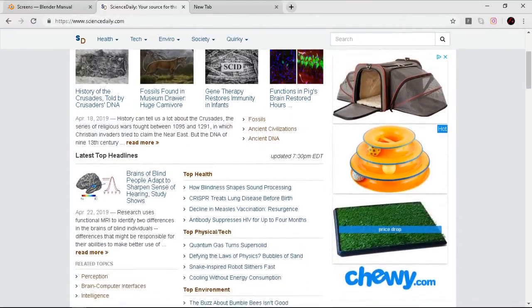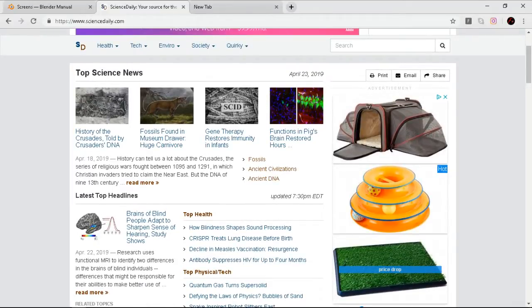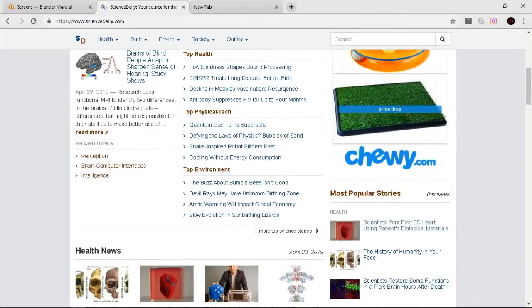Alright, so what we got in top science news? We have: History of the Crusades, told by Crusaders' DNA. Fossils found in museum drawer, huge carnivore. Gene therapy restores immunity in infants. Saw that last time. Functions in pig's brain, restored hours. I read that one. Okay.